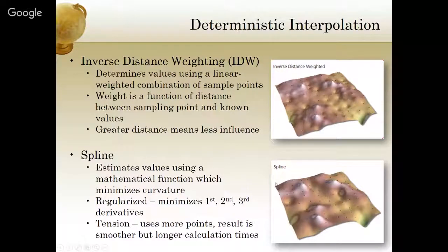A spline is another deterministic method that's going to try and fit a curved surface to our data. And it tries to fit the smoothest surface it can. So it's going to minimize derivatives, like the first, second, and third derivatives. So it's trying to fit a very smooth surface through our data. And we could have a regularized or a tension spline. And we'll take a look at those. Questions on any of those methods?